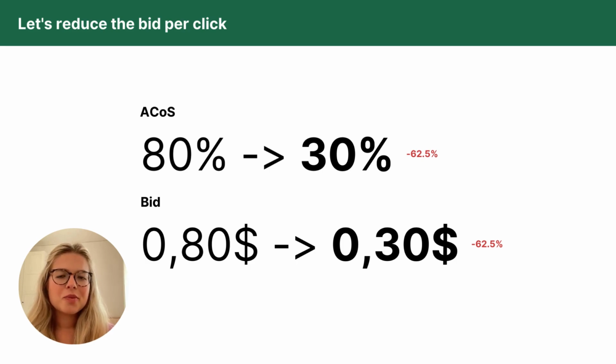So, how much should we reduce the bid per click? Well, it depends on our target ACoS. Let's suppose that we want our ACoS to be 30%. So we need to go from an ACoS of 80% to 30%. We will reduce the bid per click by the same ratio that we want to reduce the ACoS. So let's reduce the bid now.